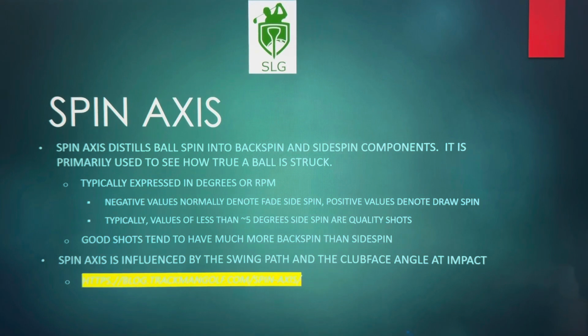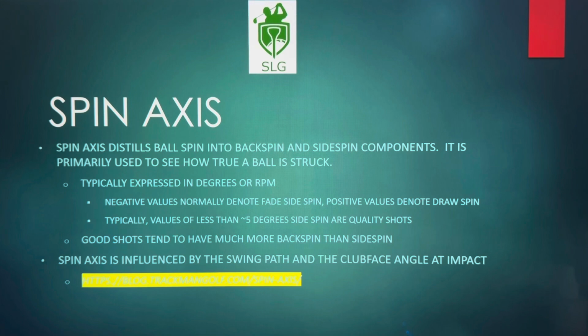Spin axis. Spin axis really distills the ball spin components into backspin and side spin. It's really a good indicator of how true you struck your ball. Typically it's expressed in degrees or RPM, depending on what software you're using. Negative values normally denote a fade side spin. Positive values denote a draw spin.